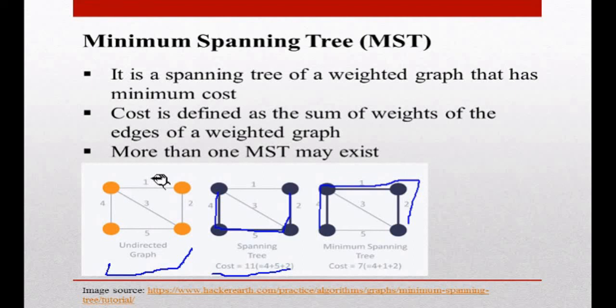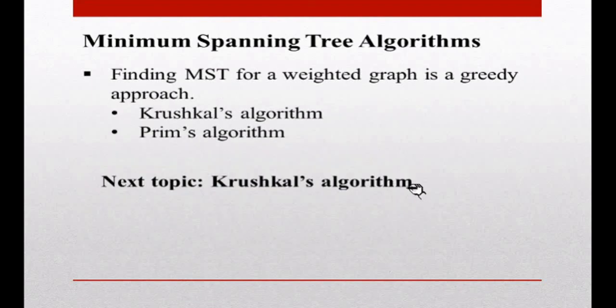But what if we have some 20 vertices and some 100 edges? It is very difficult to enumerate all the spanning trees and then find the minimum spanning tree out of it. So there are approaches to find a minimum spanning tree for a given graph. There are two very popular algorithms: one is Kruskal's algorithm and the other is Prim's algorithm. We will begin the next session with Kruskal's algorithm and see how we can generate a minimum spanning tree for a given graph.